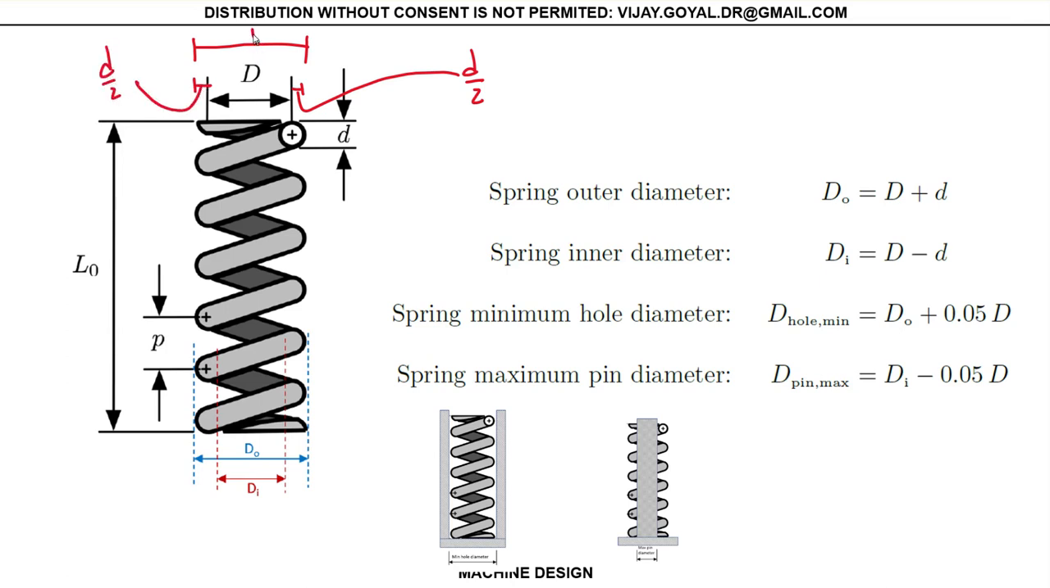So your total D, the dimension of the outer diameter, will be the mean diameter plus D over 2 multiplied by 2. That's why this is given by this value. And the same thing if I'm talking about the inner diameter, what's going on here on the inside, this diameter right here, then that is given by D, the mean diameter, minus the wire diameter.